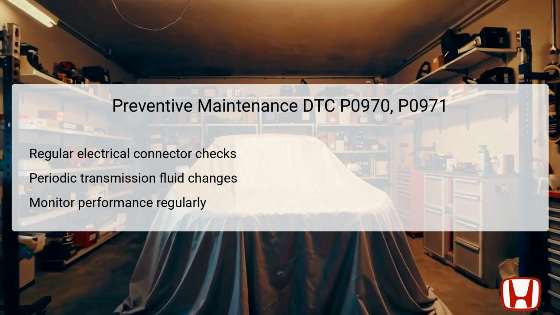Implementing preventive maintenance can be highly effective in avoiding reoccurrences of DTC P0970 and P0971. One of the best practices is to regularly inspect electrical connectors for signs of wear or corrosion that may adversely affect the transmission's electrical circuits. Keeping the connectors clean and properly seated can help maintain electrical integrity.